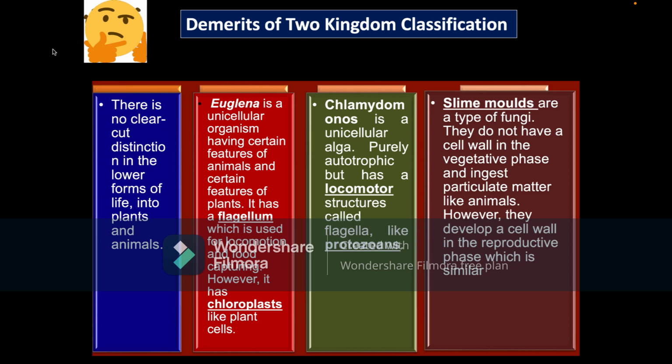As for example, Euglena, which is a unicellular organism having certain features of animals and certain features of plants. It has a flagellum which is used for locomotion and food capturing. However, it has chloroplast. Then another example, that is Chlamydomonas, which is a unicellular alga, purely autotrophic, but has a locomotor structure called flagella, just like protozoa. Here I have cited another example, slime mold, which are a type of fungi. They do not have a cell wall in the vegetative phase and ingest particulate matter like animals. However, they develop a cell wall in the reproductive phase, which is similar.